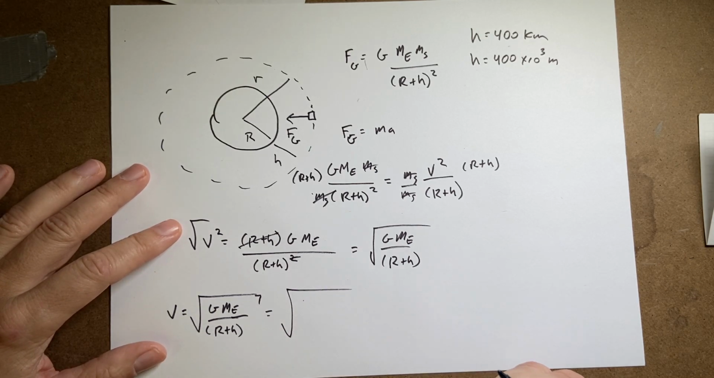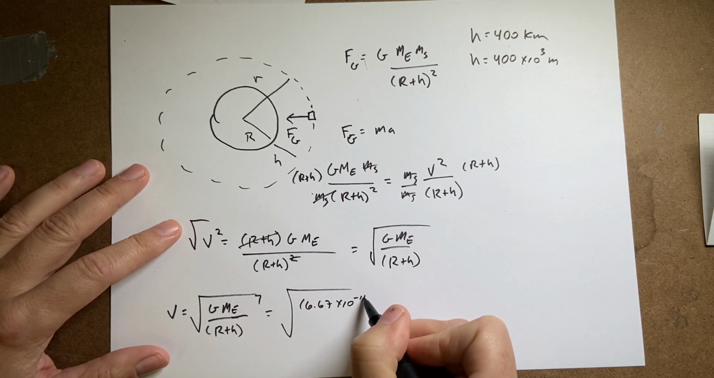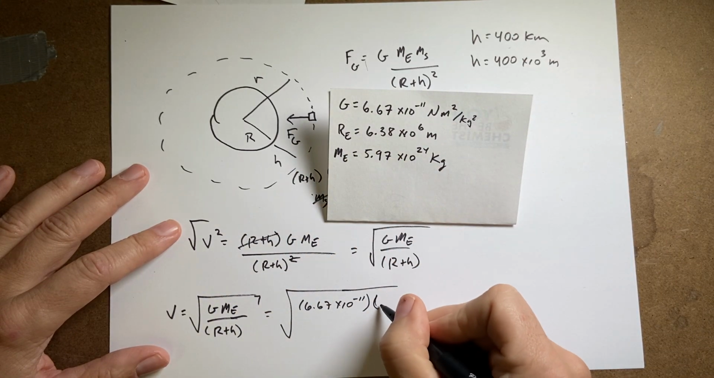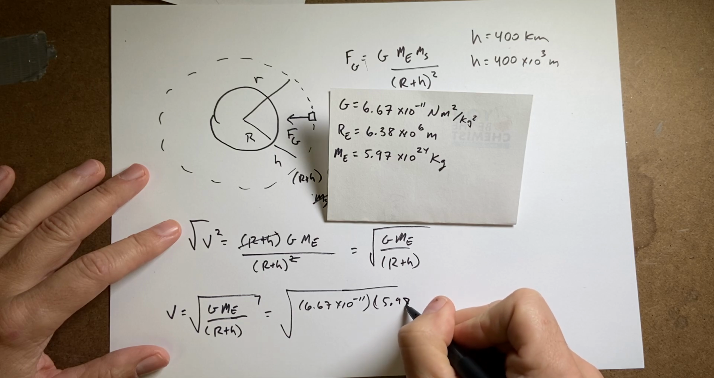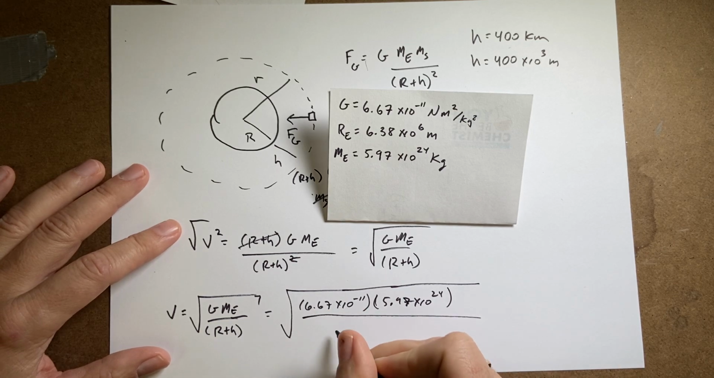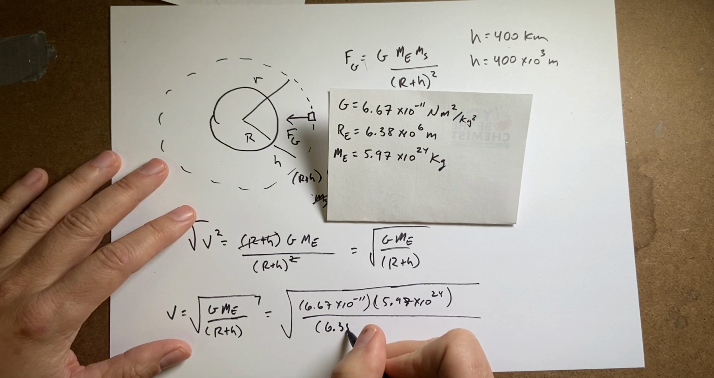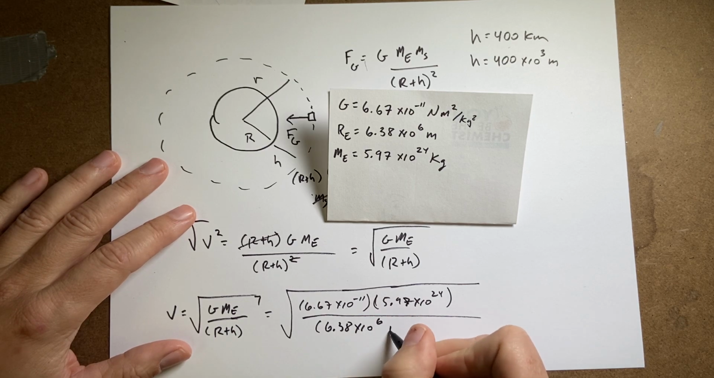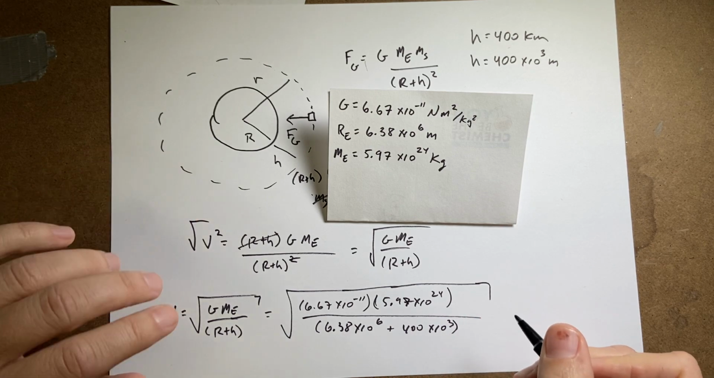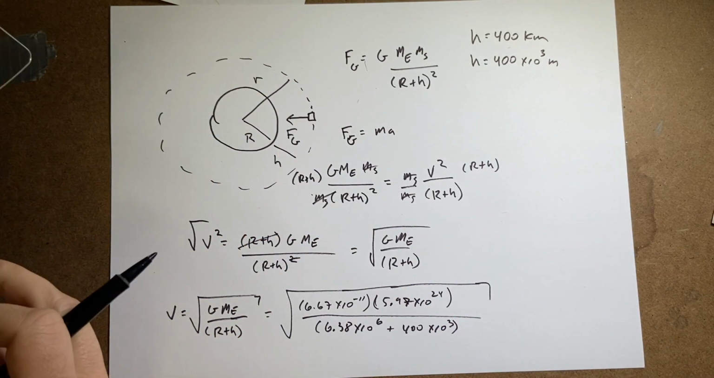Now I just need to put in my values, so I'll put them over here. G is, I'm going to leave off the units just because it'll make it look a little bit better, 6.67 times 10 to the negative 11th. The mass of the Earth is 5.97 times 10 to the 24th, divided by R plus h. So let's write that out as R as 6.38 times 10 to the 6th plus 400 times 10 to the 3rd. That's it. Okay, so now I'm going to put this in my calculator and we'll find out this answer.